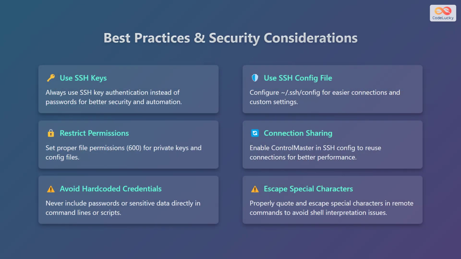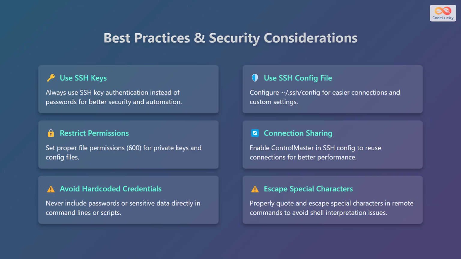Now let's explore some best practices and security considerations to ensure that you are using SSH effectively and securely. Always use SSH keys for authentication instead of passwords for better security and automation. Set proper file permissions for private keys and config files. The recommended permission is 600. Never include passwords or sensitive data directly in command lines or scripts.